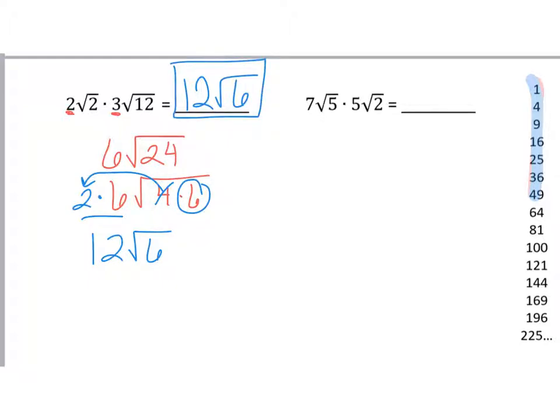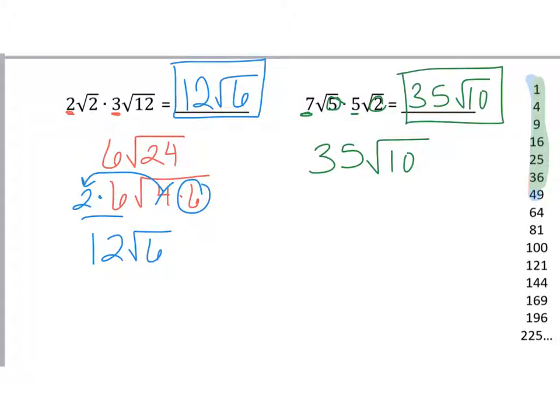Okay? 7 square roots of 5 times 5 square roots of 2. So again, we start with our outside numbers. 7 times 5 is 35. Square roots of 10. And then I look over to this side. Is there any of these numbers that go into 10? No, so that means we're done. 35 square roots of 10.